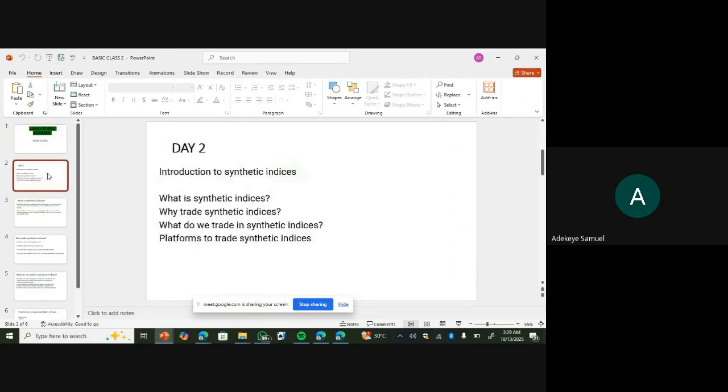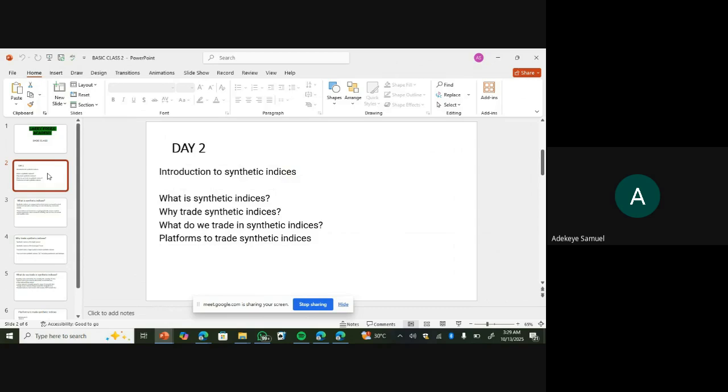Let me share my screen. So in this section, I'll be introducing you to synthetic indices. What is synthetic indices? Why trade synthetic indices? And what do we trade in synthetic indices, and which platform do we trade synthetic indices on?